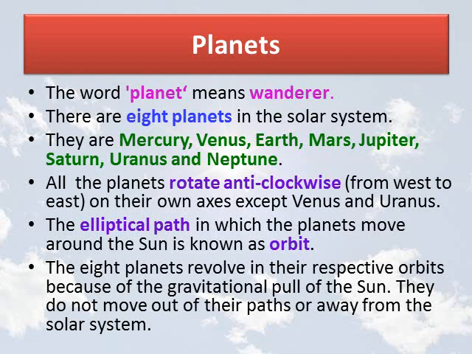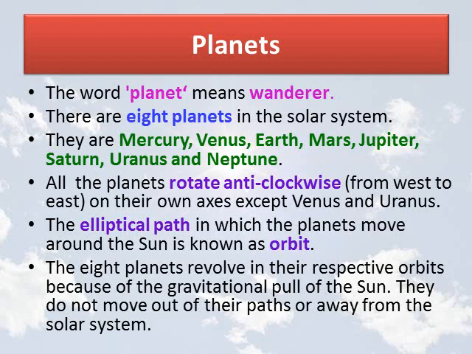The 8 planets revolve in their respective orbits because of the gravitational pull of the sun. The sun will pull all the planets towards itself. So the planets are able to go around the sun in their paths or orbits. They neither move out of their paths nor move away from the solar system because they are all held up by the gravitational pull of the sun.